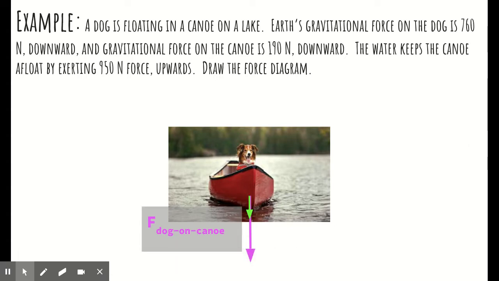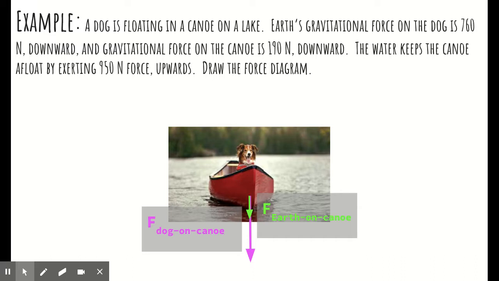Then the next one is going to be the gravitational force of the canoe, which I've done in green. So that's going to be the Earth on the canoe. Okay, so the force of the dog on the canoe is 760, and then the force of gravity on the canoe, or the Earth's gravity on the canoe, is going to be 190 downward. Notice that they're drawn right next to each other and going in the same direction. That's how you'd want to show that. So you will have situations where you have multiple forces being applied in the same direction. Just draw them right next to each other.